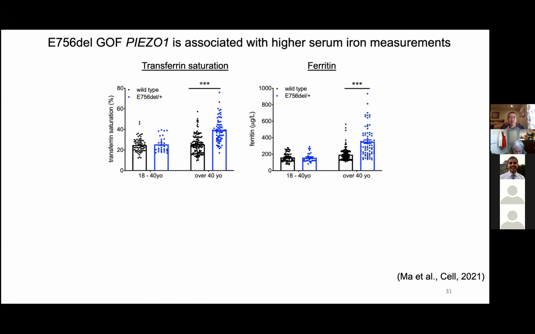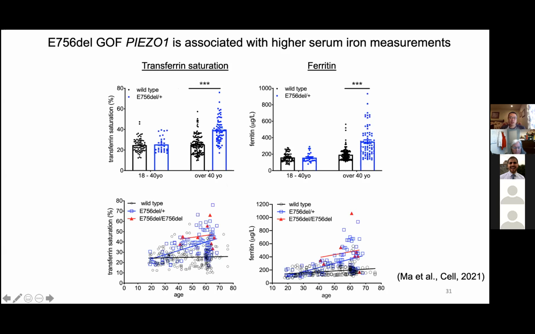First, I found that the E756 delete gain of function allele is significantly associated with higher blood iron measurements for transferrin and the ferritin value. We noticed that this only happens in individuals over 40 years old, but not in the younger age group. So this is consistent with the age-dependent effect of PS1 function in iron metabolism in our animal models.